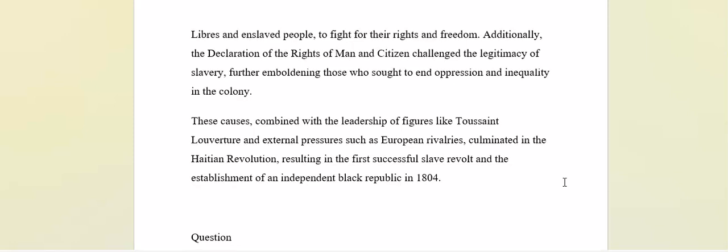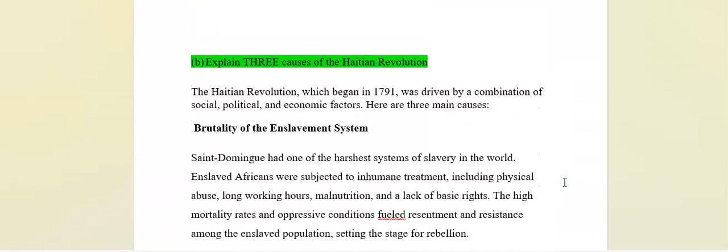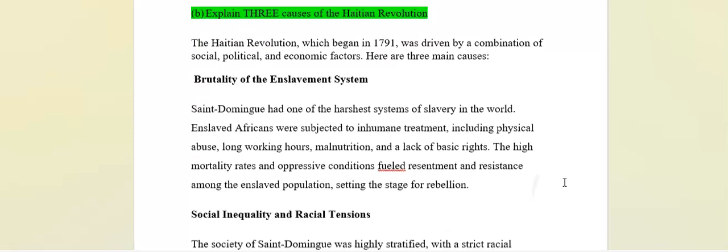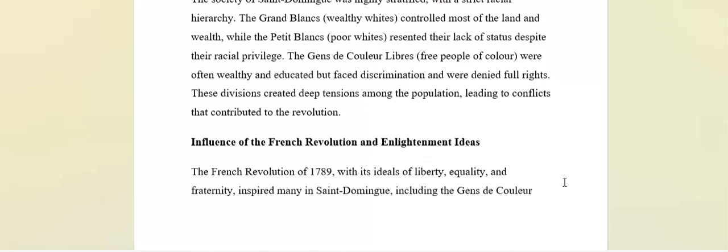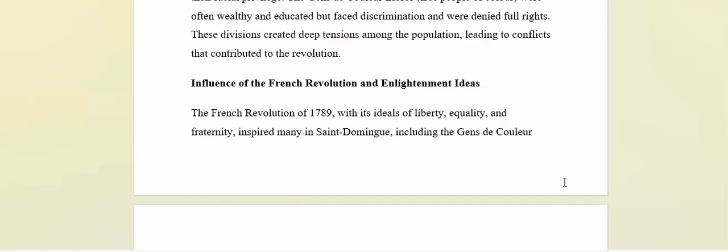So, these causes, combined with the leadership of figures like Toussaint Louverture and external pressures such as European rivalries, culminated in the Haitian Revolution, resulting in the first successful slave revolt and the establishment of an independent Black Republic in 1804. So let's look back at the question just to summarize. The three main causes of the Haitian Revolution were the brutality of the enslavement system, social inequality and racism, and the influence of the French Revolution and the Enlightenment ideas.